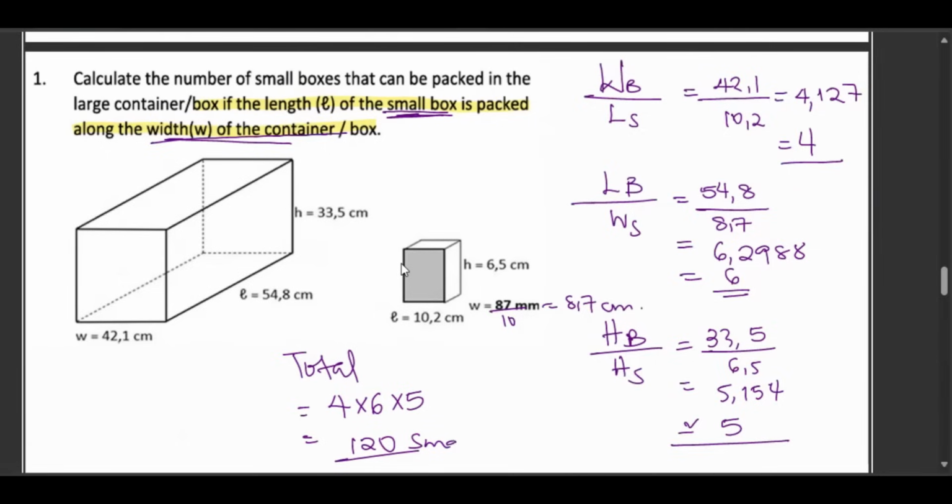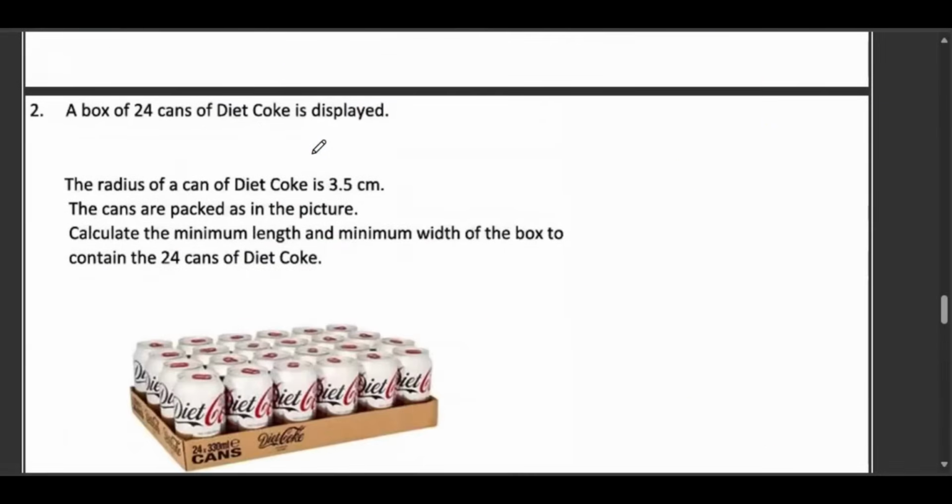If we have packed them in this arrangement that they have told us, whereby the length of the smaller box is versus the width of the bigger box, this is the maximum number of small boxes in the container that we have there. Okay, let's look at another scenario.